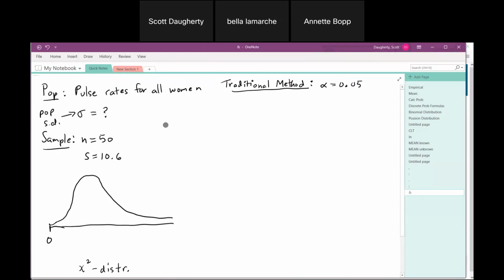Now, if it were a claim about a mean, like the mean pulse rate for all women, that would be something that we talked about in the previous section, right? This one's about making claims about standard deviations or variances from the population. And so to test this claim, they sample 50 women and measure the pulse rate, the standard deviation in the pulse rates for those 50 women. And this is the sample standard deviation S.